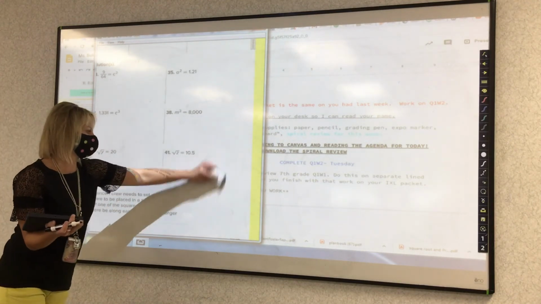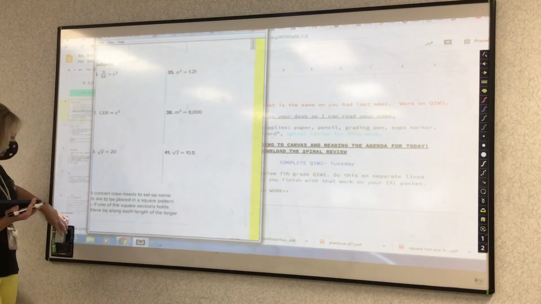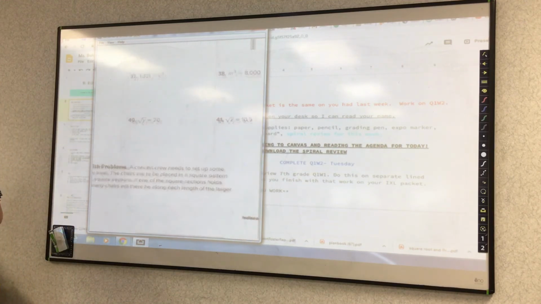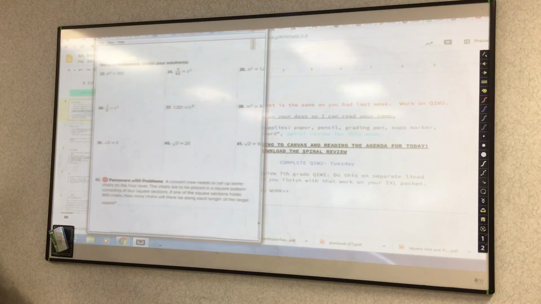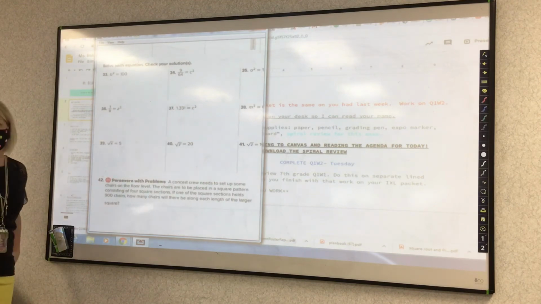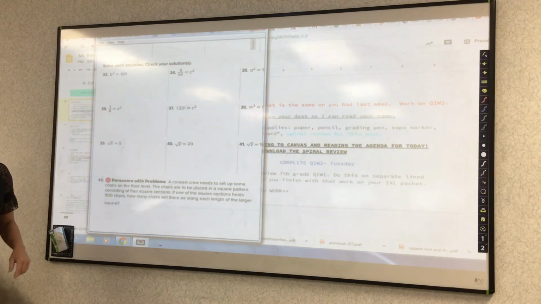42 was the next problem you had to do. You need to draw a picture for these. Remember I tell you, a lot of times in math, it helps to draw a picture to see what it is that you need to see and how to fill in the numbers.